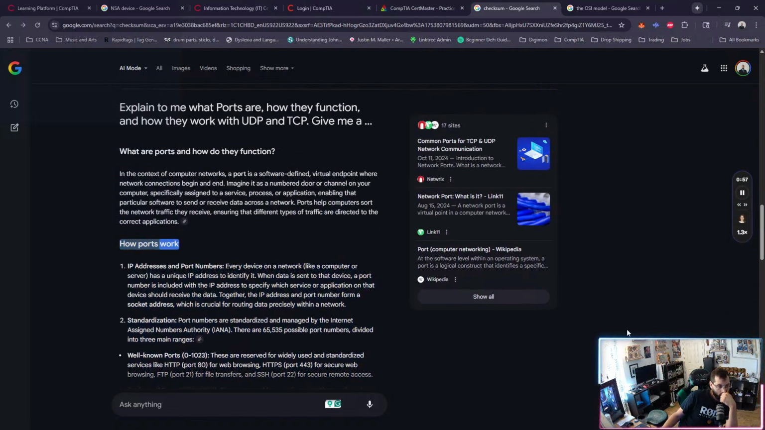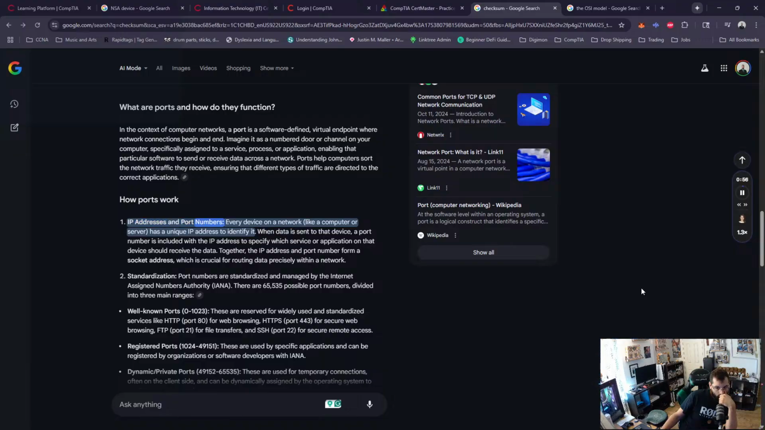How ports work. IP addresses and port numbers. Every device on a network, like a computer or server, has a unique IP address to identify it. When data is sent to that device, a port number is included with the IP address to specify which service or application on that device should receive the data. Together, the IP address and port number form a socket address, which is crucial for routing data precisely within a network.